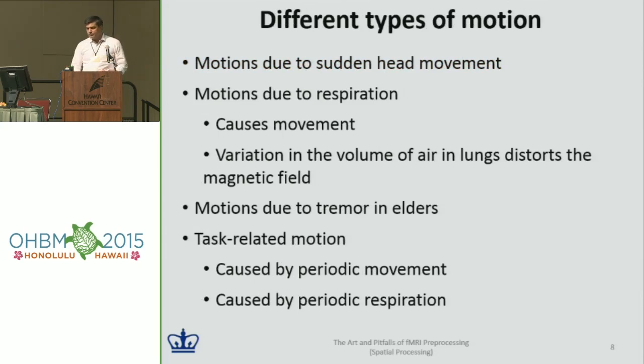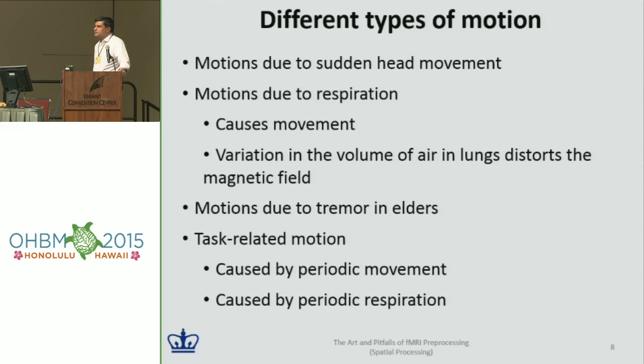So to understand the motion problem in fMRI a little more, you have to consider the fact that there are different types of motion, right? There's motion due to sudden head movement. The subject inside the scanner gets tired and wants to move, and that's pretty much the most common motion that we see and want to correct for.